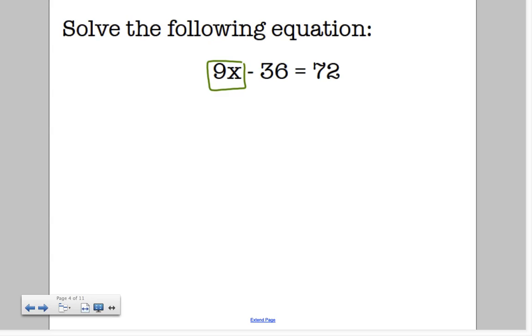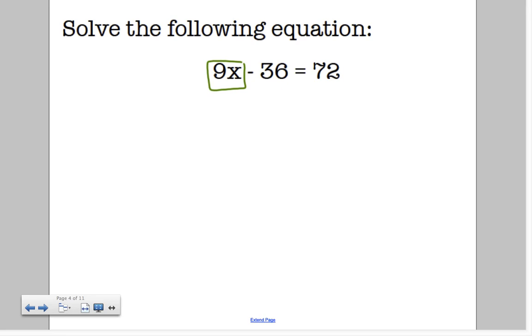I use that box like a shield or a barrier, which means you cannot do anything to 9X. You have to leave 9X alone. Leave it alone, okay? What we have to do is get 9X, that box, by itself before we can get 1X, because right now we have 9X's in that box, don't we? Before we can turn that 9 into 1 like we did yesterday, we have to get that 9X all by itself. So we have to make this problem look like a problem we did yesterday.